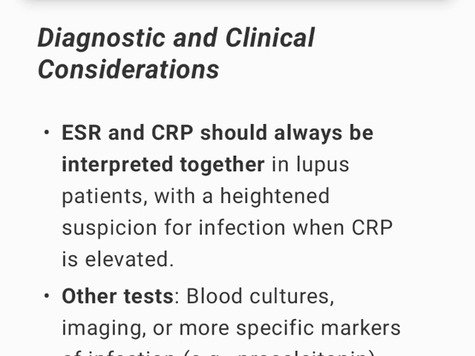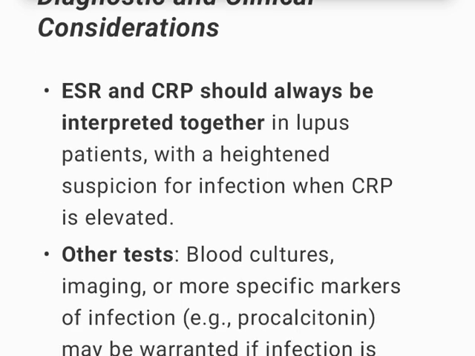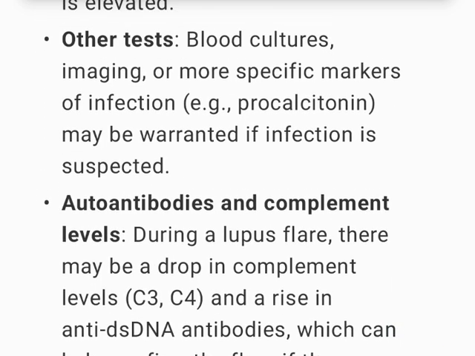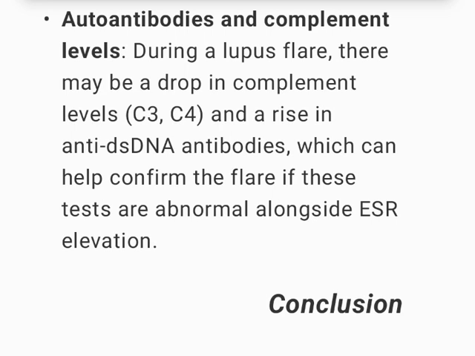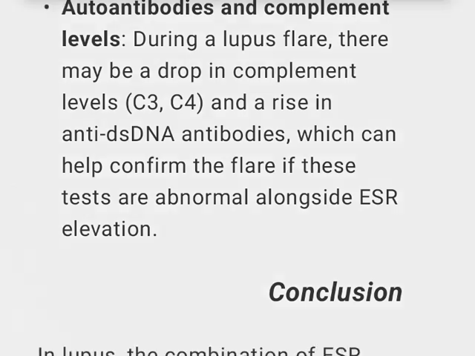Diagnostic and clinical considerations. ESR and CRP should always be interpreted together in lupus patients, with a heightened suspicion for infection when CRP is elevated. Other tests. Blood cultures, imaging, or more specific markers of infection, e.g. procalcitonin, may be warranted if infection is suspected. Autoantibodies and complement levels. During a lupus flare, there may be a drop in complement levels, C3, C4, and a rise in anti-dsDNA antibodies, which can help confirm the flare if these tests are abnormal alongside ESR elevation.